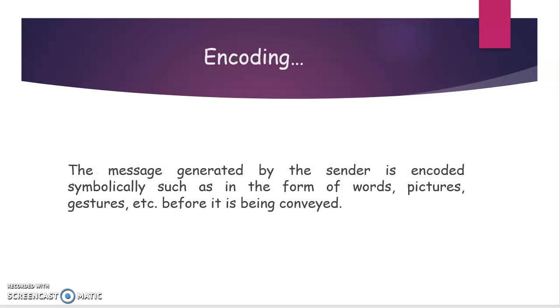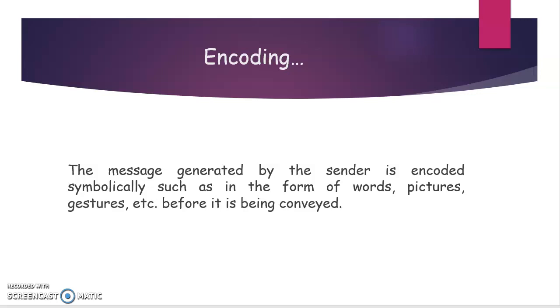Okay, then let's see what is encoding. The message generated by the sender is encoded symbolically, such as in the form of words, pictures, gestures, etc., before it is conveyed. So while the sender is conveying his message to the receiver, before that message is conveyed, there is encoding. So what exactly is encoding? The message is generated symbolically. How symbolically? Such as in the form of words.